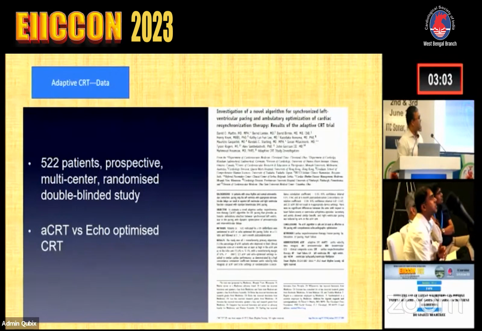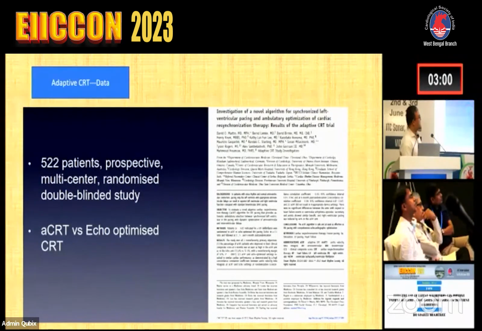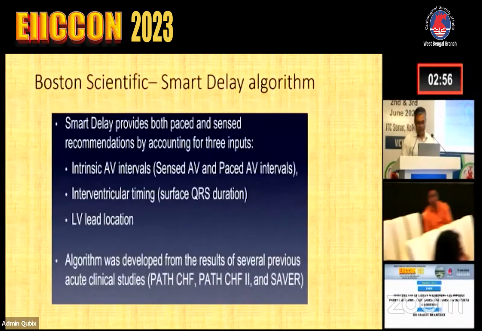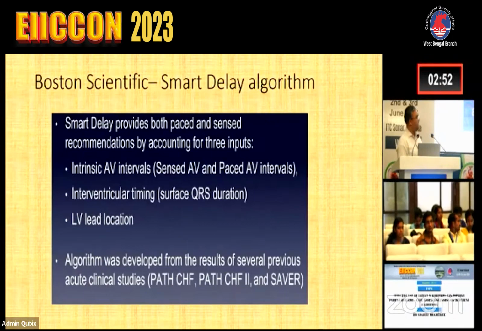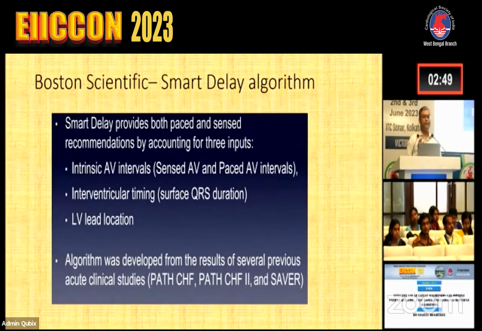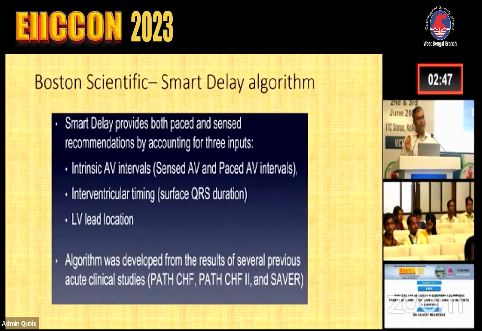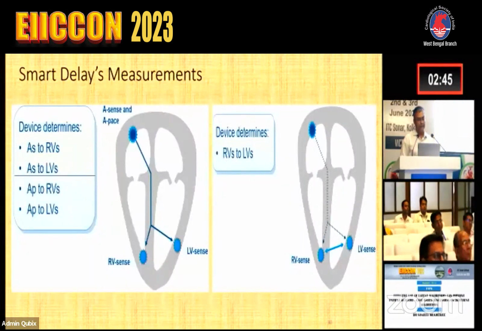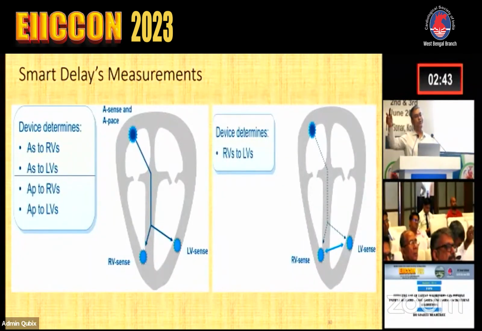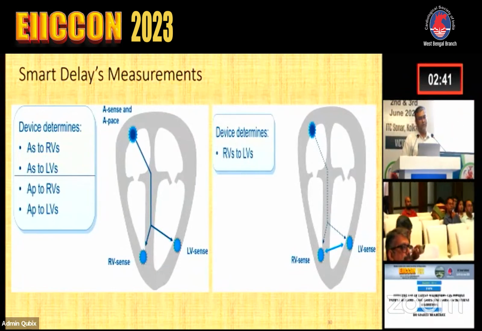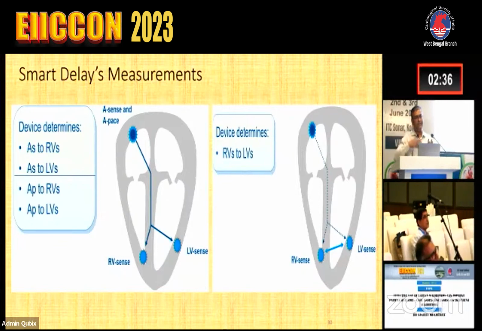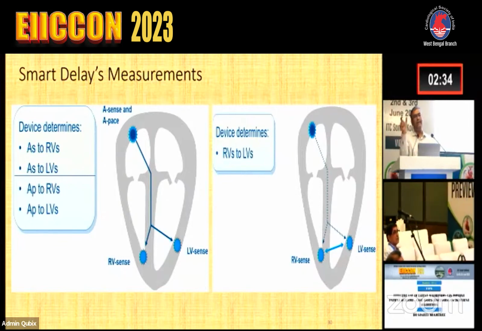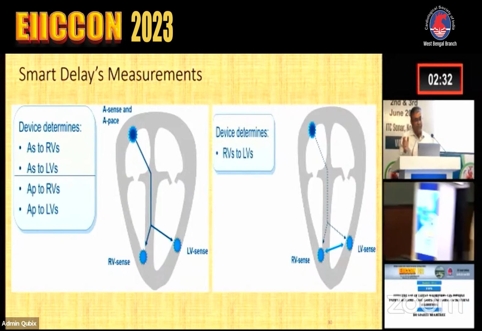So this is how this particular algorithm is going to work in patients where you have programmed an adaptive CRT. Now, is there any data to suggest benefit? Yes, we have data at this moment, and they showed that it is non-inferior to echo-guided optimization. What about Boston devices? They call it SmartDelay. Similar kind of algorithm. The good thing about Boston and Biotronik devices is that they can sense both the LV lead and the RV lead. So this device will quickly sense A to LV sense, A to RV sense, A pace to the same LV and RV, and then it will find out an AV delay. And also about the VV delay.